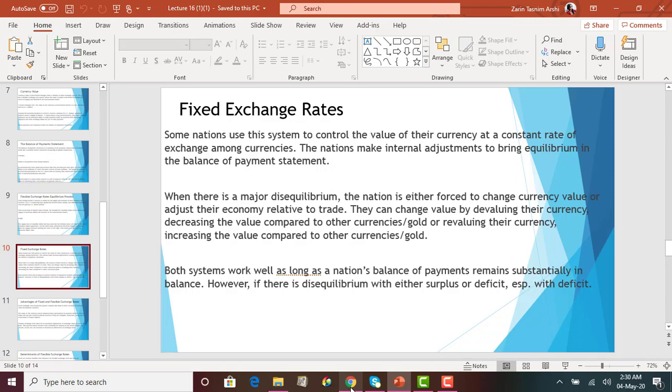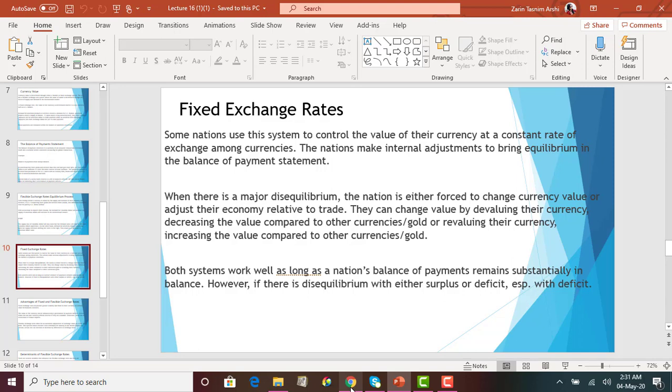So they will either be forced to change the currency value, because they are keeping it fixed and it does not automatically adjust with the market as in a flexible exchange rate system, or they can also adjust the economy relative to trade. They can lower the amount of trade or they can increase the amount of trade to affect the currency value. So they can change value by devaluing their currency, or decreasing the value compared to other currencies, or revaluing the currency, or increasing the value compared to other currencies. Basically, they can increase or decrease their currency value.